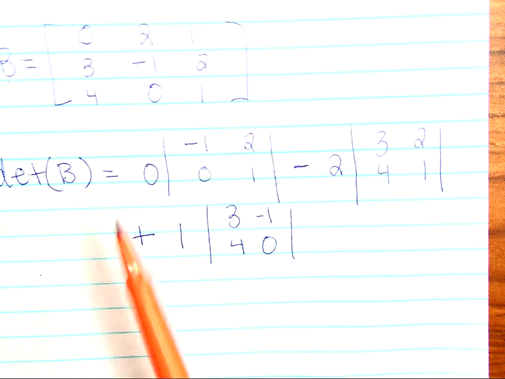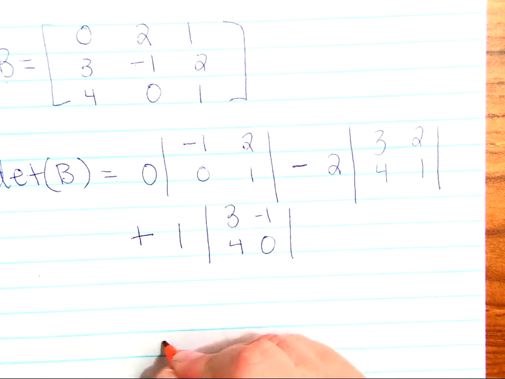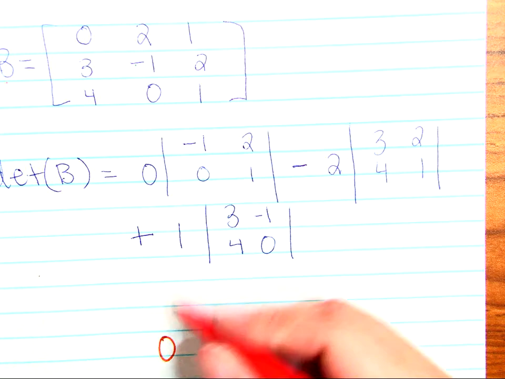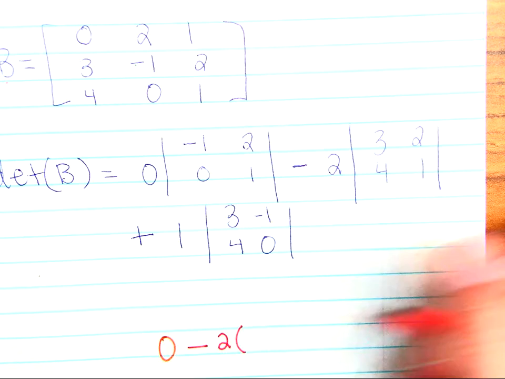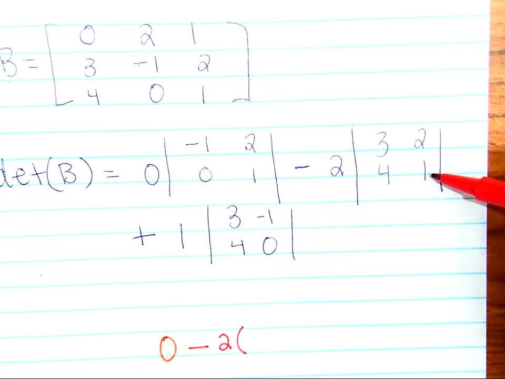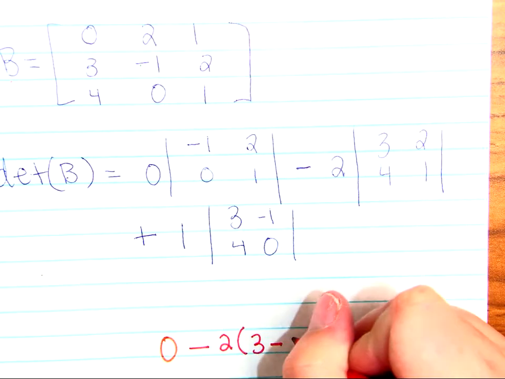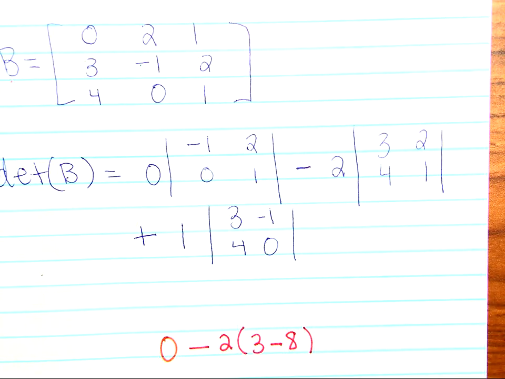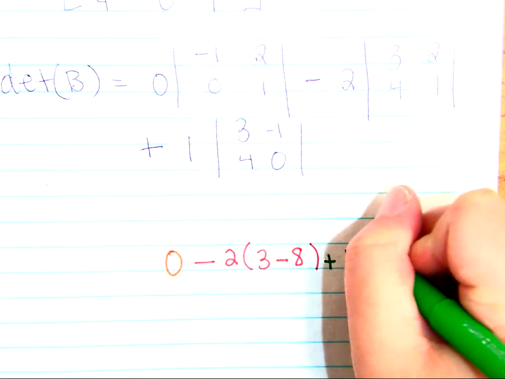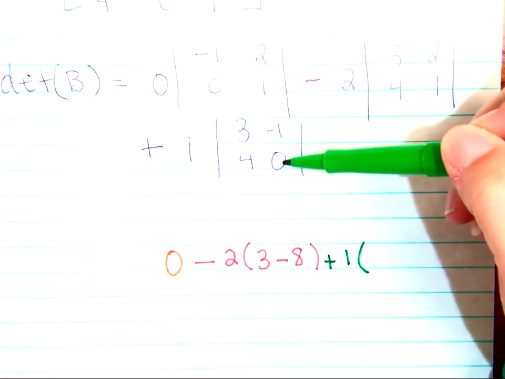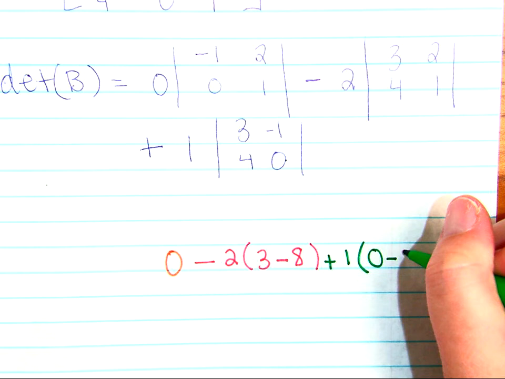Again, I want to point out that I'm taking the determinant of the smaller matrix, but it's multiplied times 0. So this is just going to be 0. Then minus 2 times whatever this is. So 3 times 1 is 3. Minus 4 times 2 is 8. Then plus 1 times whatever the determinant of the smaller one is. So 3 times 0 is 0. Minus 4 times 1 is negative 4.